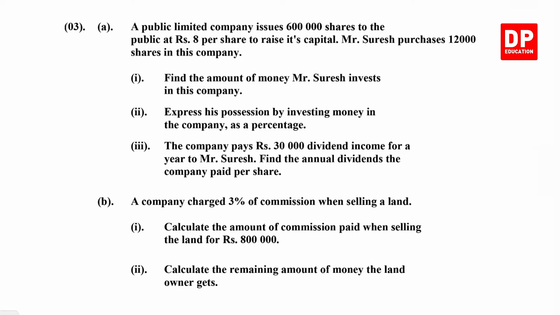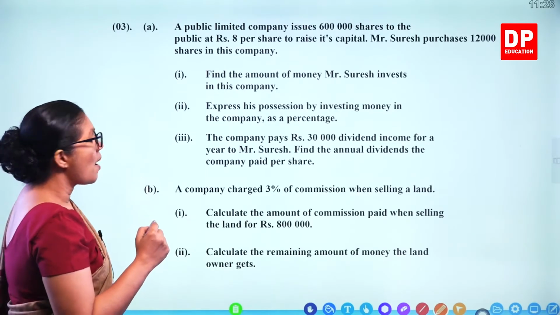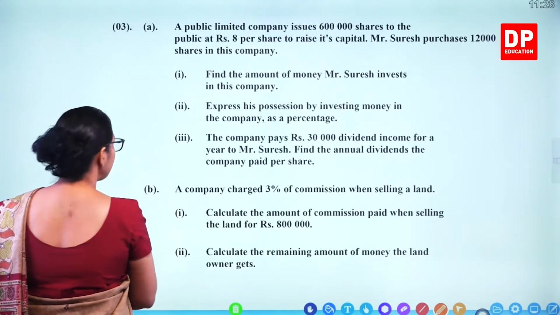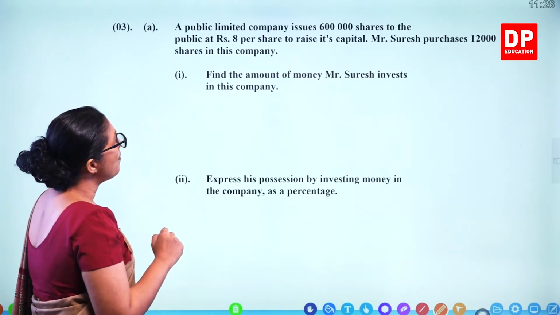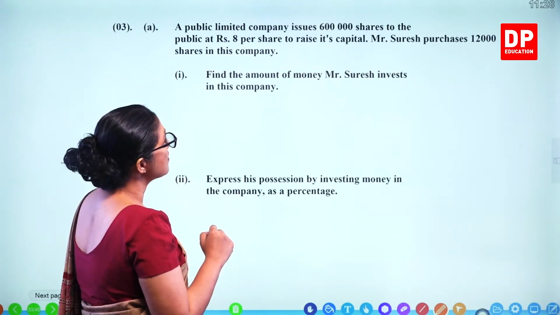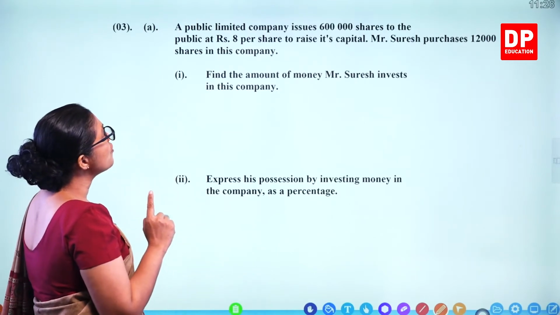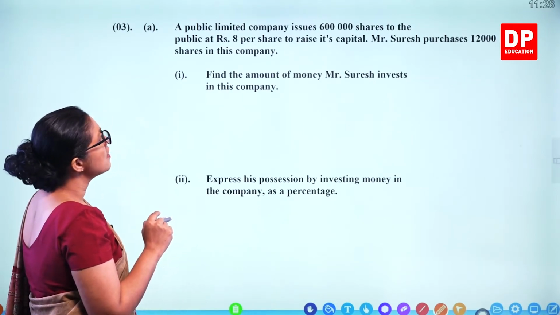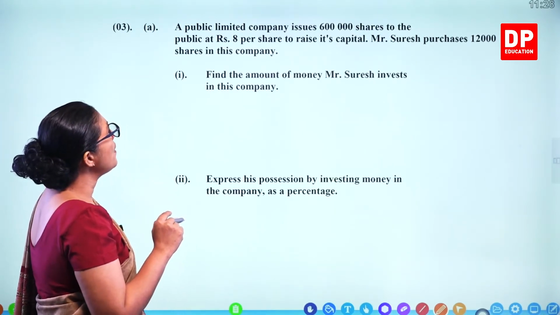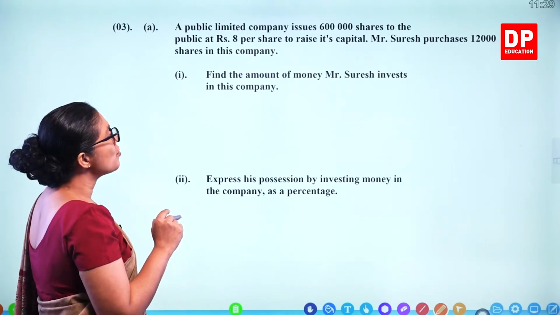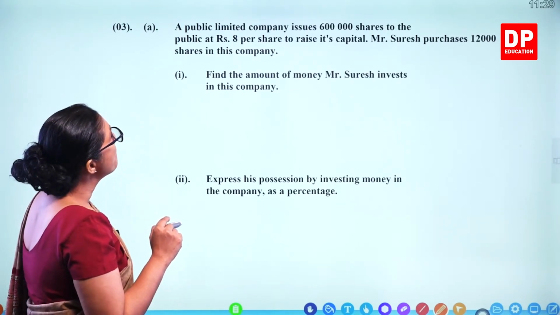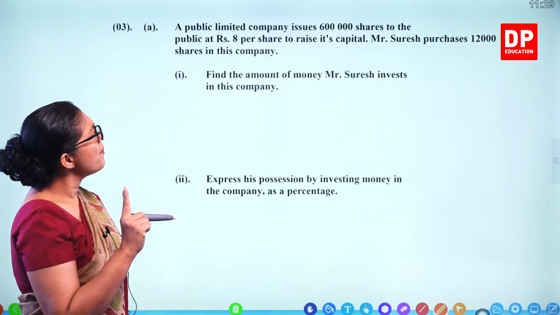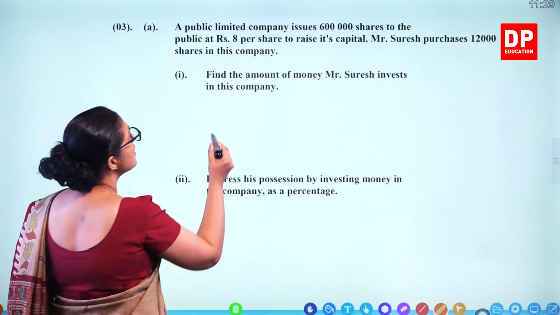This is about investing money and share market and another part about commission. A public limited company issues 600,000 shares to the public at 8 rupees per share to raise its capital. Mr. Suresh purchases 12,000 shares in this company. Find the amount of money Mr. Suresh invests in this company. So this one share is 8 rupees. So what's the invested amount?